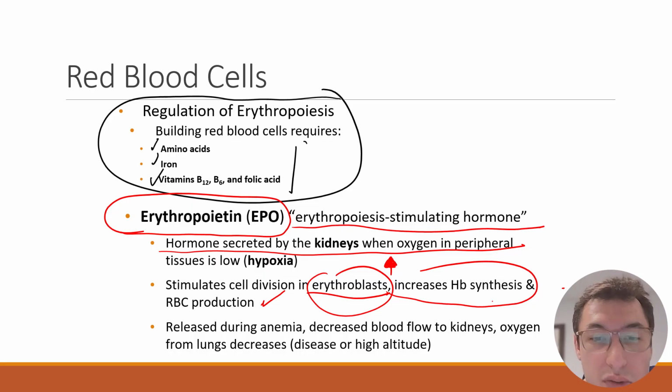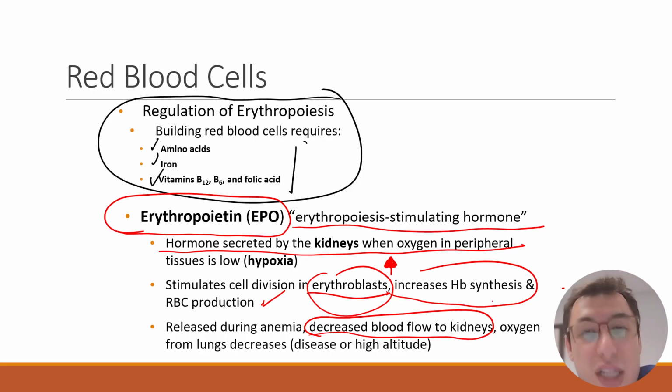Decreased blood flow to the kidneys, hypoxemia, because if there is less blood flow, that means that there is less oxygen delivery to those tissues, will cause the kidneys to release EPO. If the oxygen from the lungs decreases, such as in high altitude, for every breath that you take there is a lower concentration of oxygen. That will lead to a lower concentration of oxygen in your body. Again, decreased blood flow to the kidney, or the same blood flow to the kidneys but with lower oxygen content, will lead to a production of EPO.